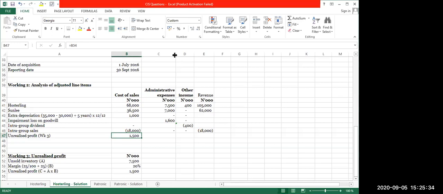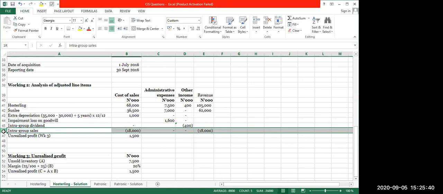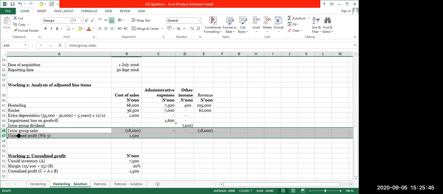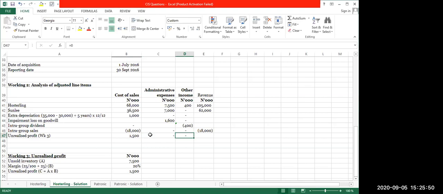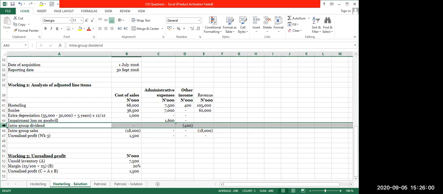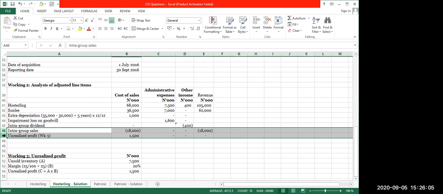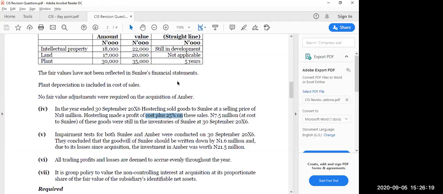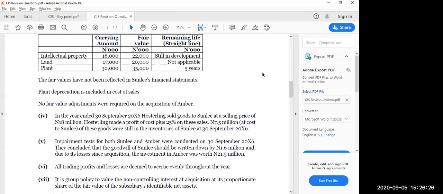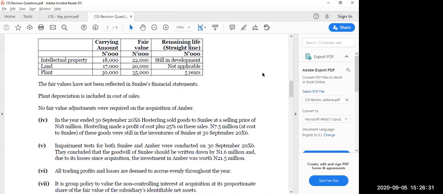So as far as sale of inventory is concerned, these are the two things expected of you. One, knock out intra-group sales. Two, calculate unrealized profit and add it to cost of sales. Once you have done those two things, you are home and dry. So the two intra-group transactions we have fished out so far are the intra-group dividend and the sale of inventory. Let's go into the question again to fish out any other intra-group transaction. And there we go, there is no other. So the only two intra-group transactions are the intra-group dividend and, secondly, the sale of inventory.